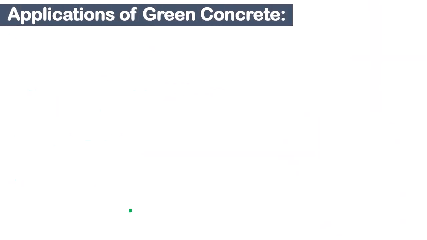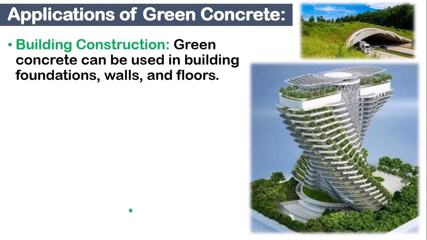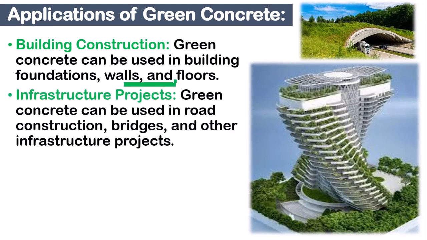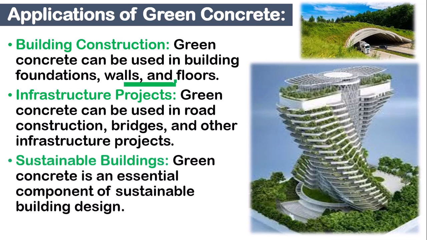The next question is, what are the applications of green concrete? Where do we use green concrete? The answer is, it can be used in building construction. Green concrete can be used in building foundations, walls and floors. The second application is infrastructure projects, such as construction of bridges. The third application is sustainability. Green concrete is an essential component of sustainable building design.